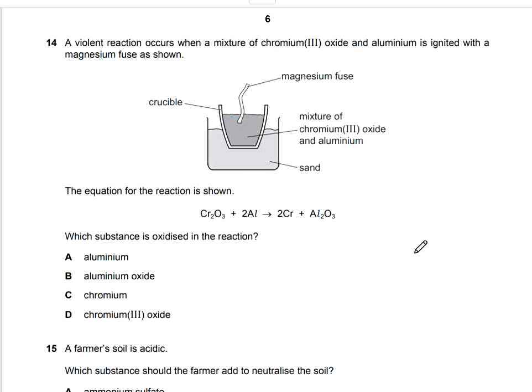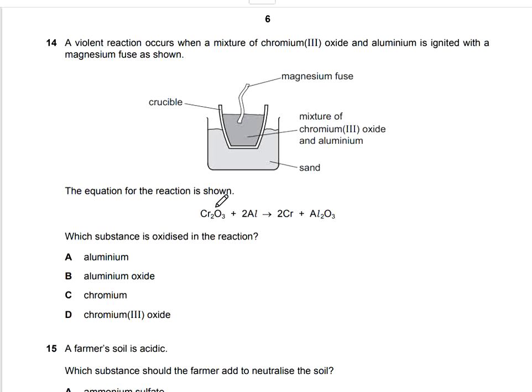Next, a violent reaction occurs when a mixture of chromium(III) oxide and aluminum is ignited with a magnesium fuse, as shown in the diagram. So we have the magnesium fuse, the crucible, and the mixture of chromium oxide and aluminum, as well as the sand. The equation for this reaction is shown.